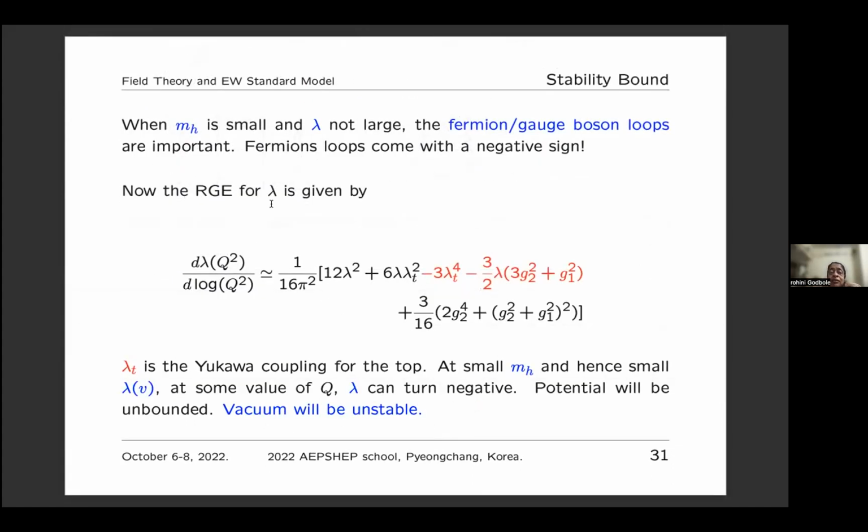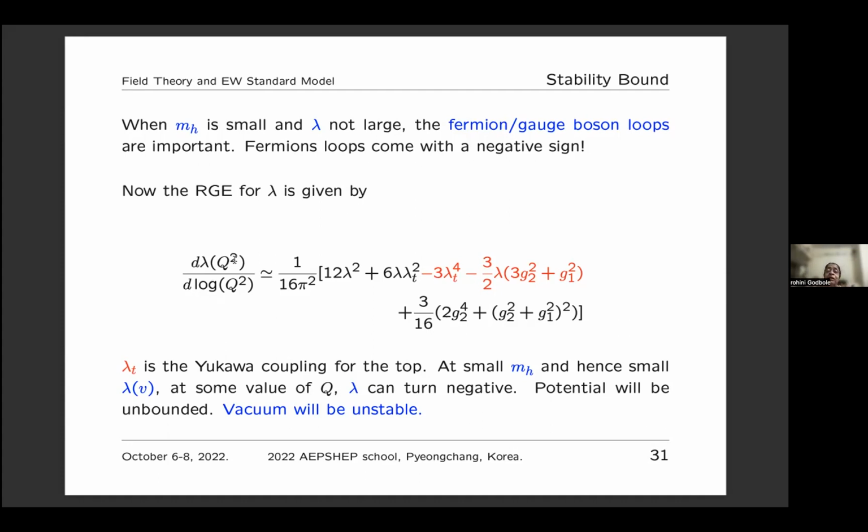You can write down the rate of change of lambda as a function of log Q squared, and that is called the renormalization group equation for lambda. This is actually the heart of field theory: in any field theory, any coupling will receive loop corrections, and in other words, it will run.